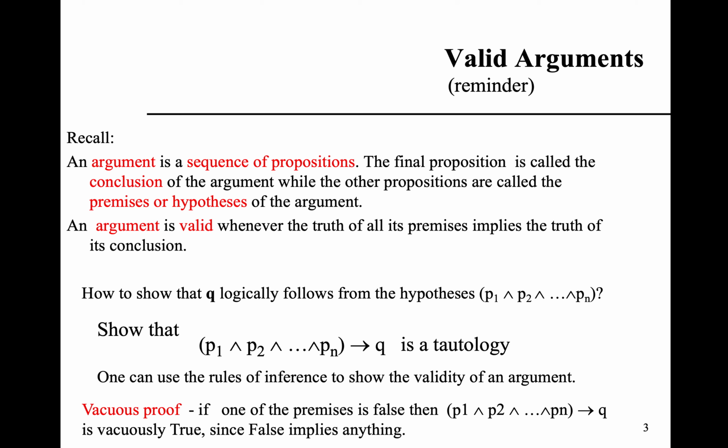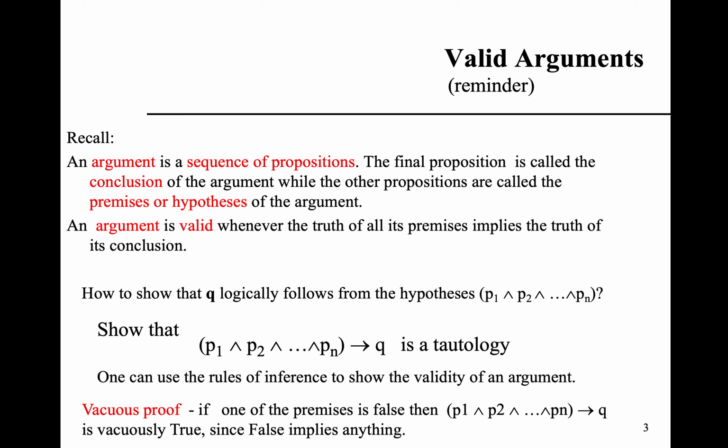So how do you show that Q logically follows from the hypotheses that are given? Essentially you have to show that P1 and P2 and so on implying Q is a tautology. Essentially that's how you're going to go with that. So one can use different rules of inference to show the validity of an argument.